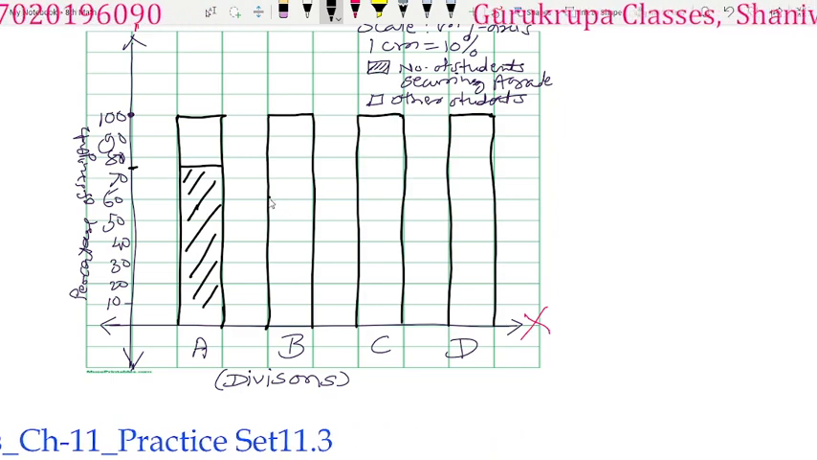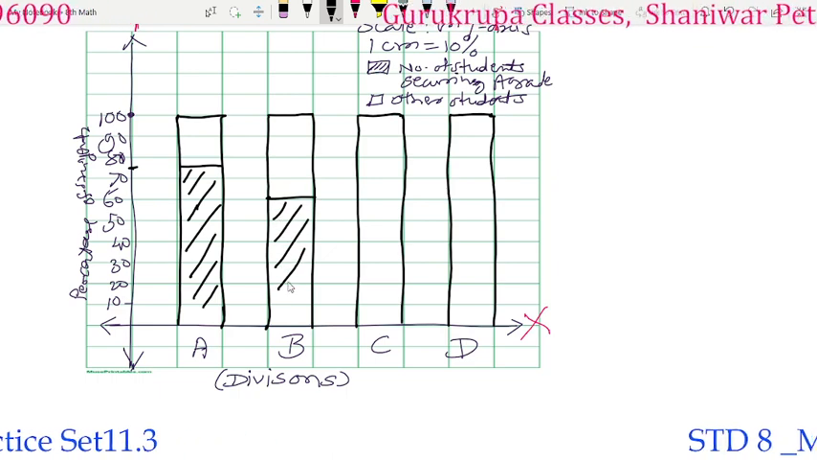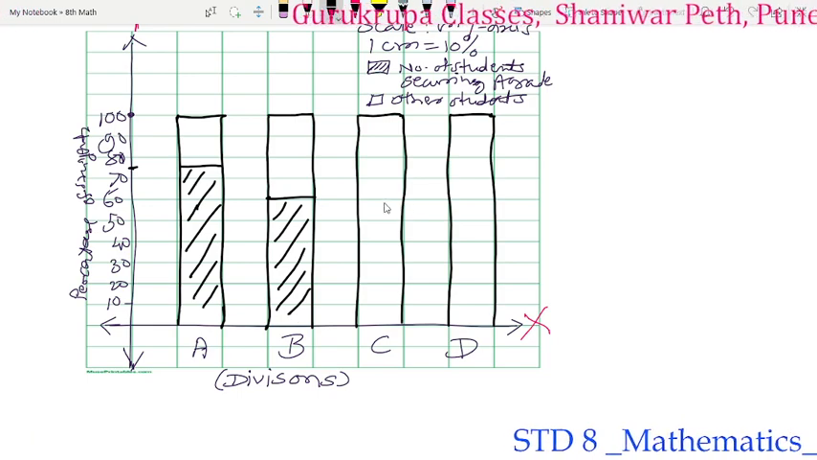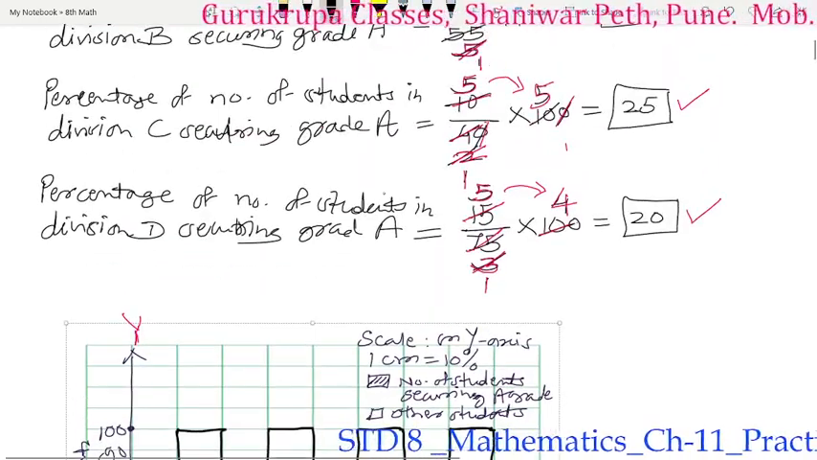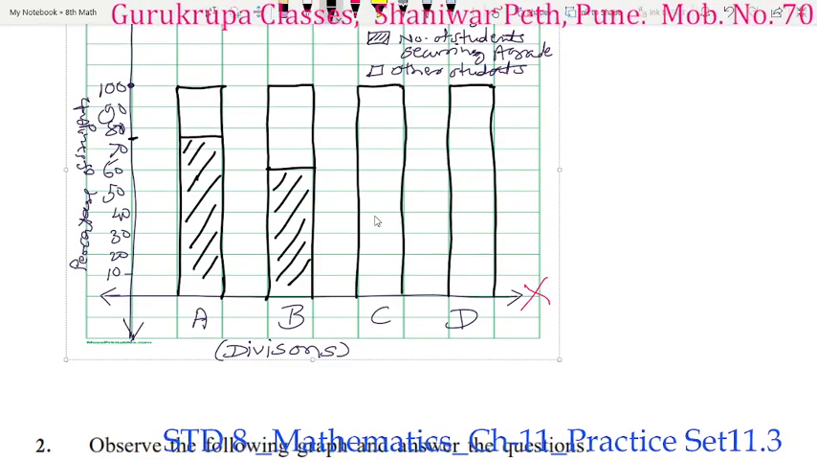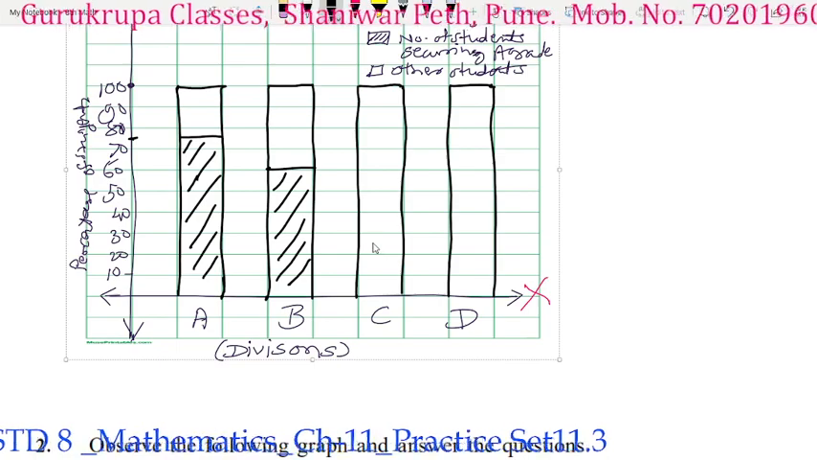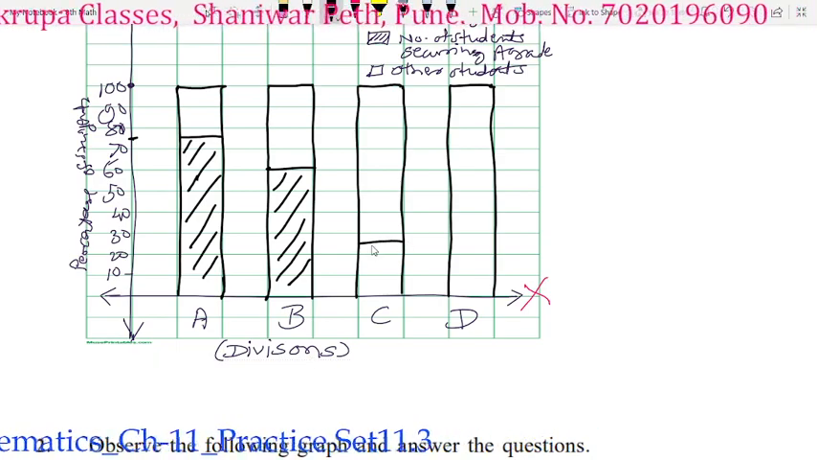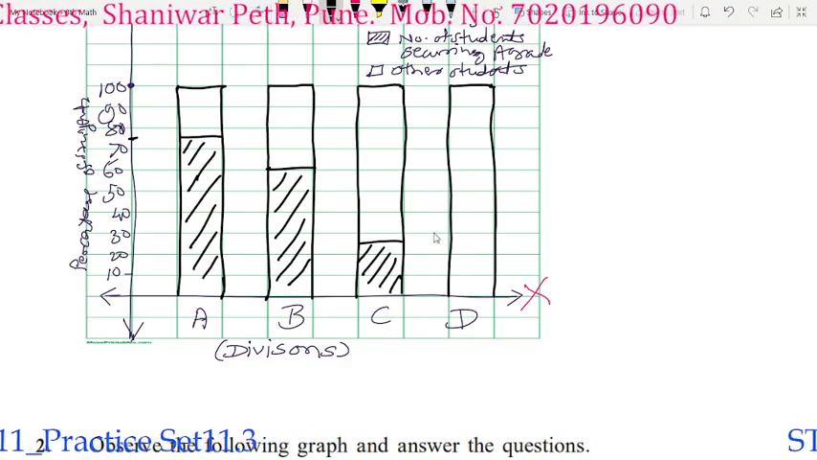60% students of division B secured A grade. So to 60 units height, we divided that bar. Next is 25% and then 20%. For C, 25% students are there. Between 20 and 30, the middle number will be 25. So 25%. At the height of 25, we divide the bar.